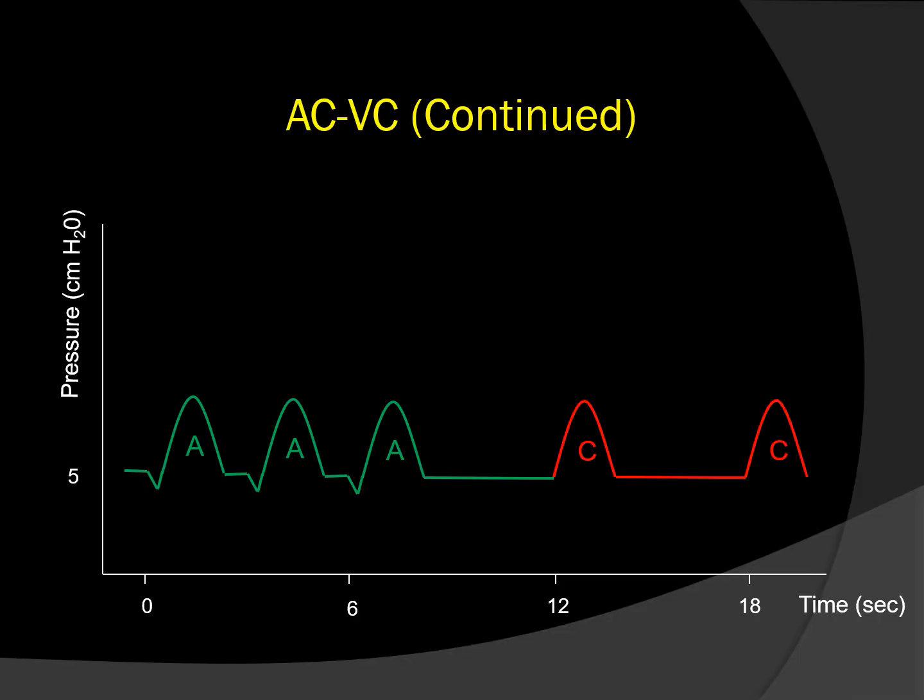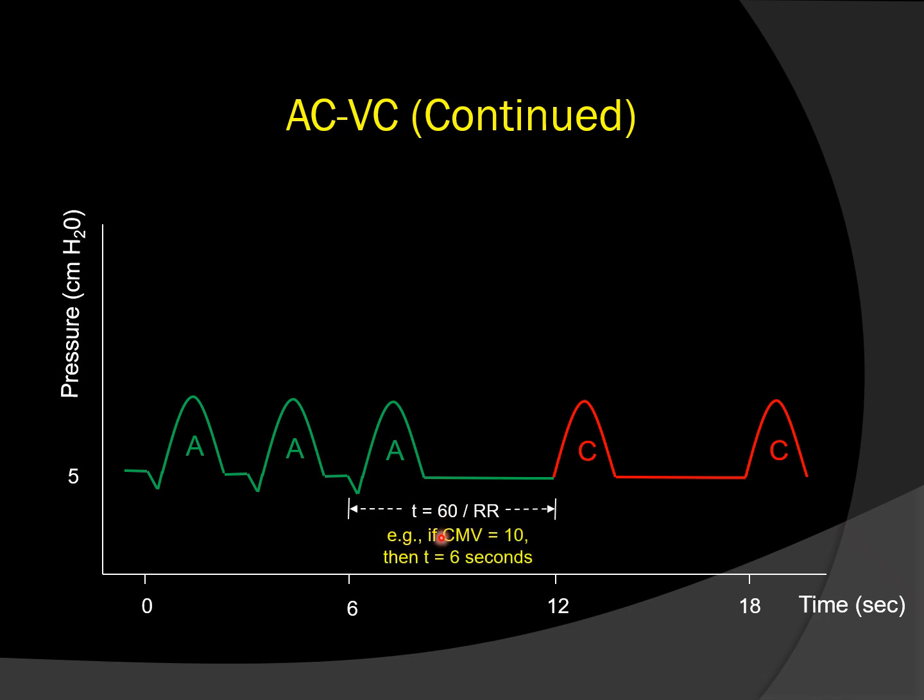So here's an example of AC/VC. In this case, the patient makes efforts every 3 seconds, so maybe 20 times a minute, but suddenly they slow down and the machine sees 6 seconds go by without an effort, so it delivers a controlled breath. You can deduce from this graph that the set rate is 10, because when the patient's not making an effort, it's giving 1 breath every 6 seconds.